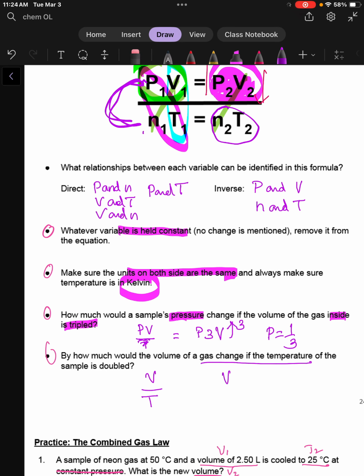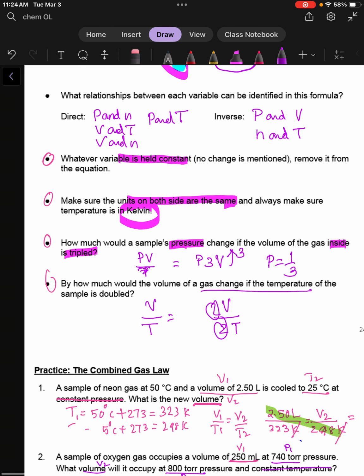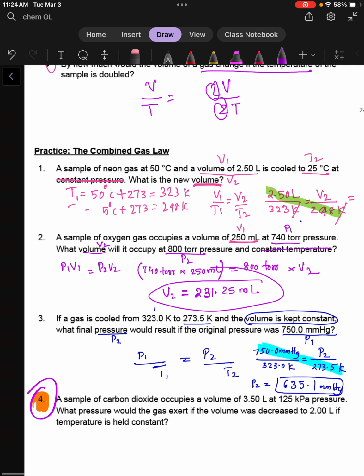Then the next question: how much would the volume of gas change when the temperature of the sample is doubled? So V over T, right? It must be equal to a constant. Temperature becomes 2T, then volume also needs to become 2V. It needs to be doubled. So you need this type of thinking, because it is proportional. If one value is increasing, the other value increases the same way.